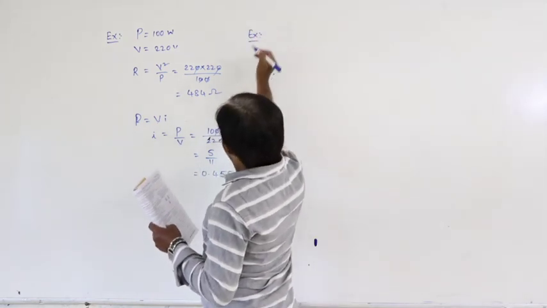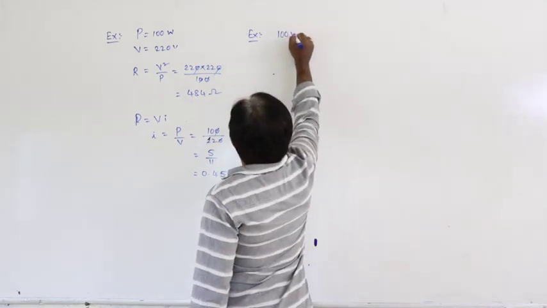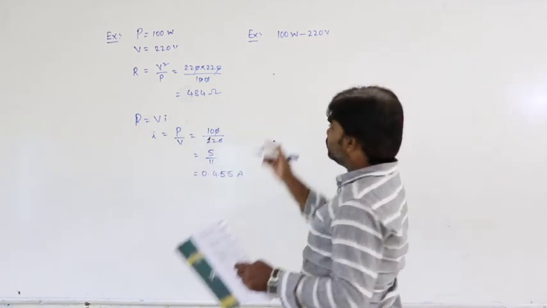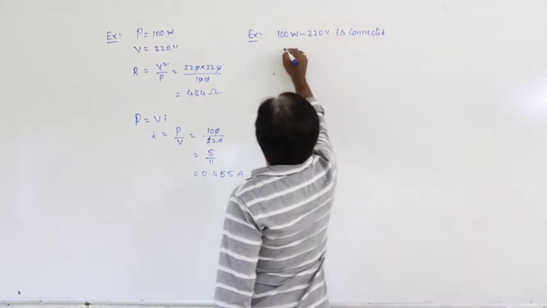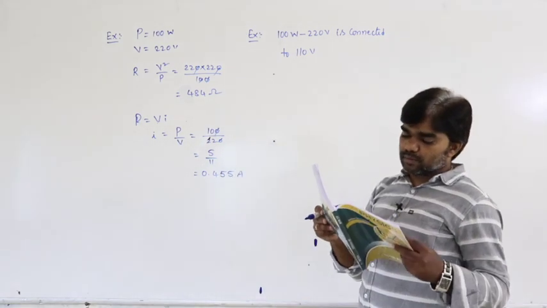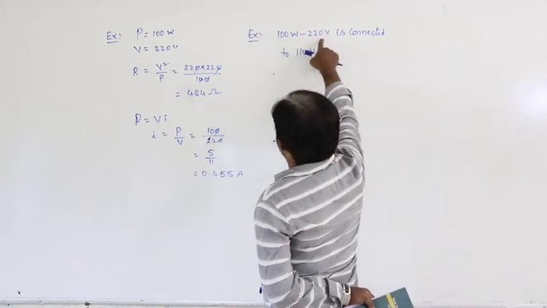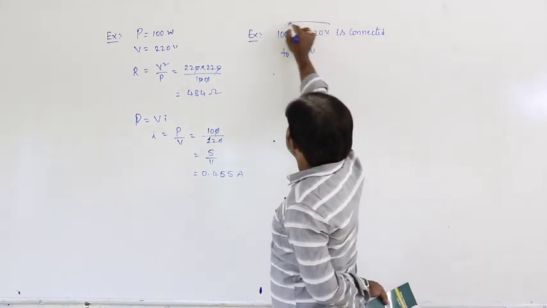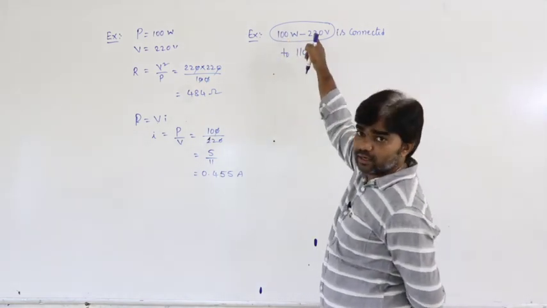Next example. A 100 watts 220 volts bulb is connected to 110 volts. Calculate the power consumed by the bulb. This is the rating power and rating potential, and this is the actual potential source. So these are the rating power and rating potential of the bulb.